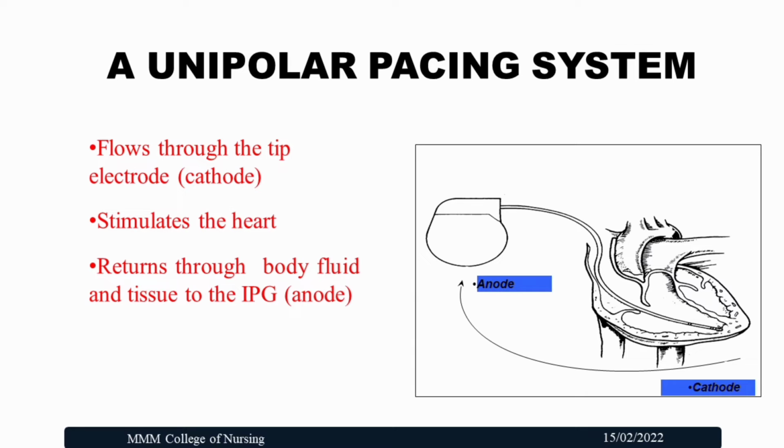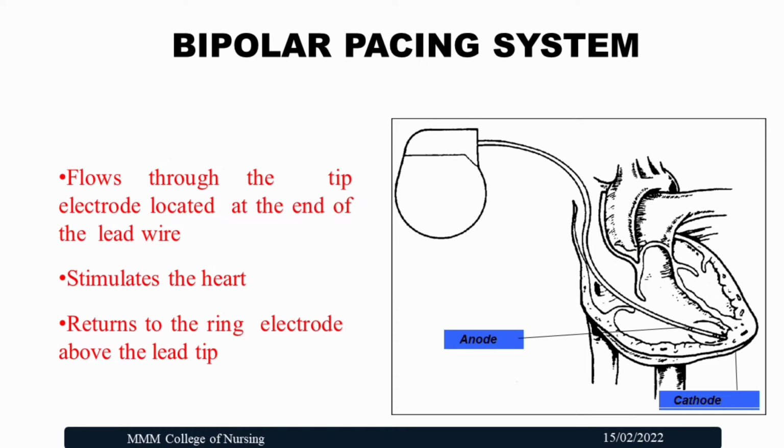There are two types of pacing systems: the unipolar pacing system and the bipolar pacing system. In the unipolar pacing system, the current flows through the tip electrode, that is the cathode, which stimulates the heart and returns through body fluids and tissues to the anode. Whereas in the bipolar pacing system, the current flows through the tip electrode located at the end of the lead wire, stimulates the heart muscle, and returns to the ring electrode above the lead tip.